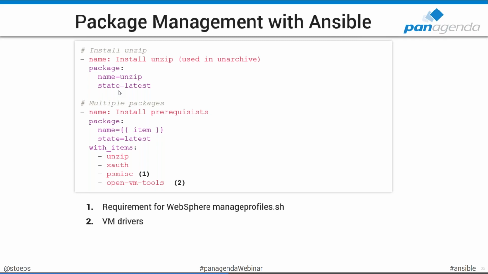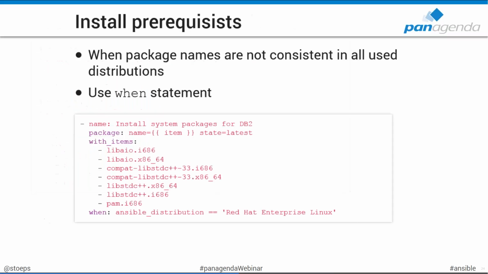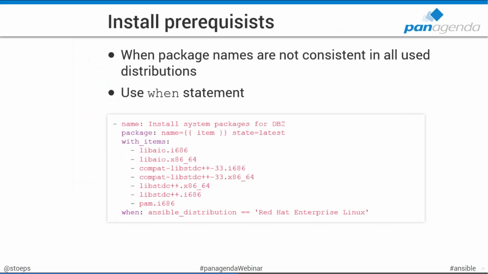When I want to install multiple packages in one step, I can use the variable name item here, and then just add the with_items statement here and the different packages I want to install. Just for your information, the package psmisc is needed by Red Hat and CentOS machines to use the manageprofiles shell script, because the manageprofiles shell script uses, I think, killall, and killall is deployed by the psmisc package. That was that.